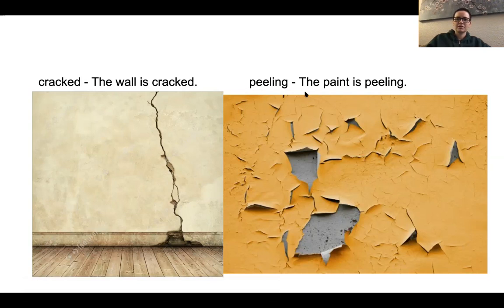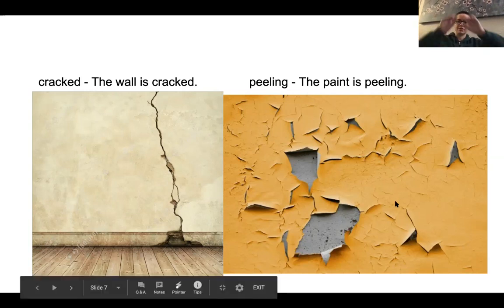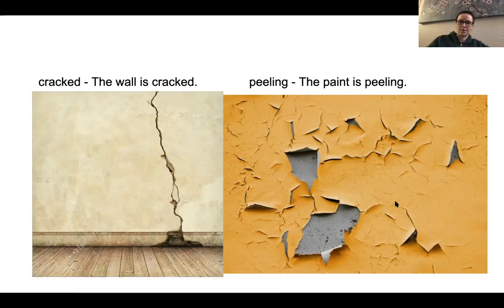Peeling, the paint is peeling. So you can see right here, you can see the gray underneath, and you can see it's just kind of slowly peeling off. Maybe with time, maybe some water got on there. So this is peeling.